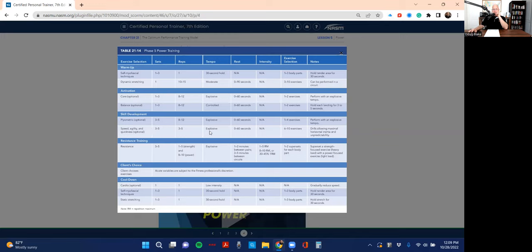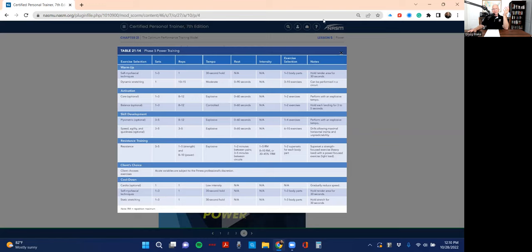The only difference on the tempo is that it's explosive, but you should already know that, because what's the deal with power training? We try to do things as explosive and powerful as possible, because power is the amount of work over time. So explosive movements. What do you notice about the rest period and the intensity? Yes, they're the same as the other ones.